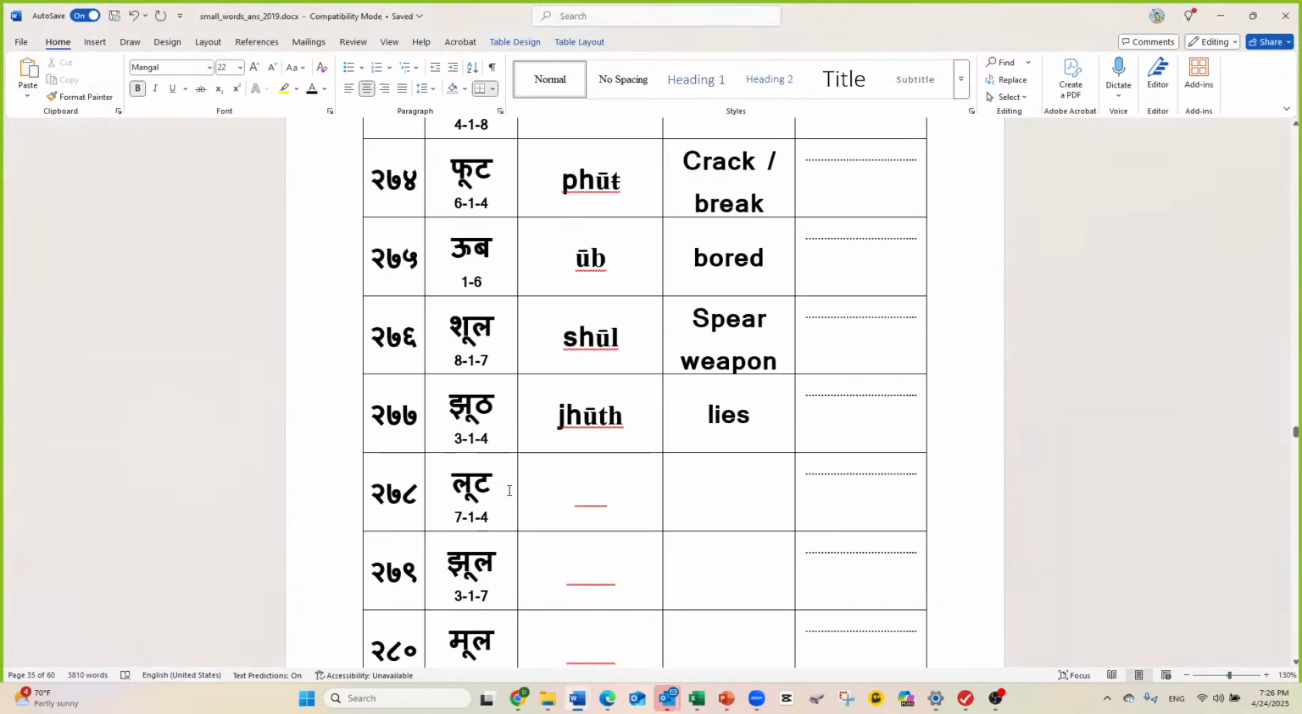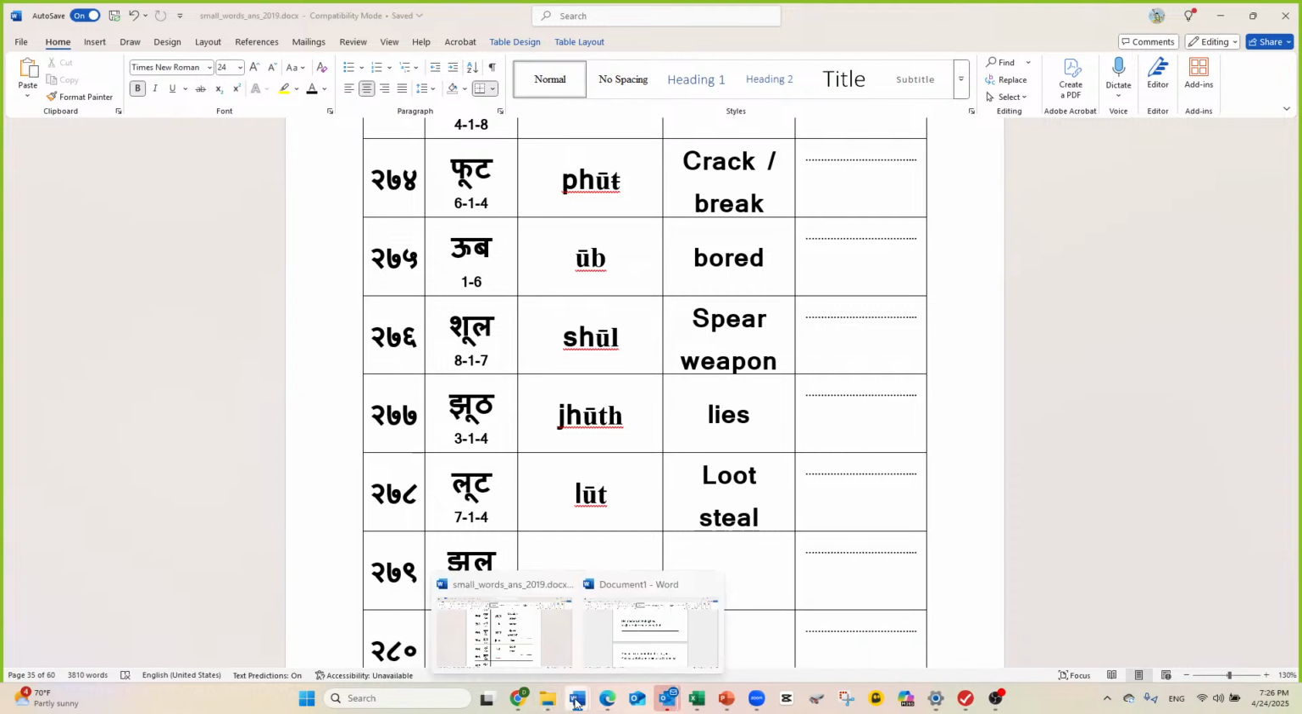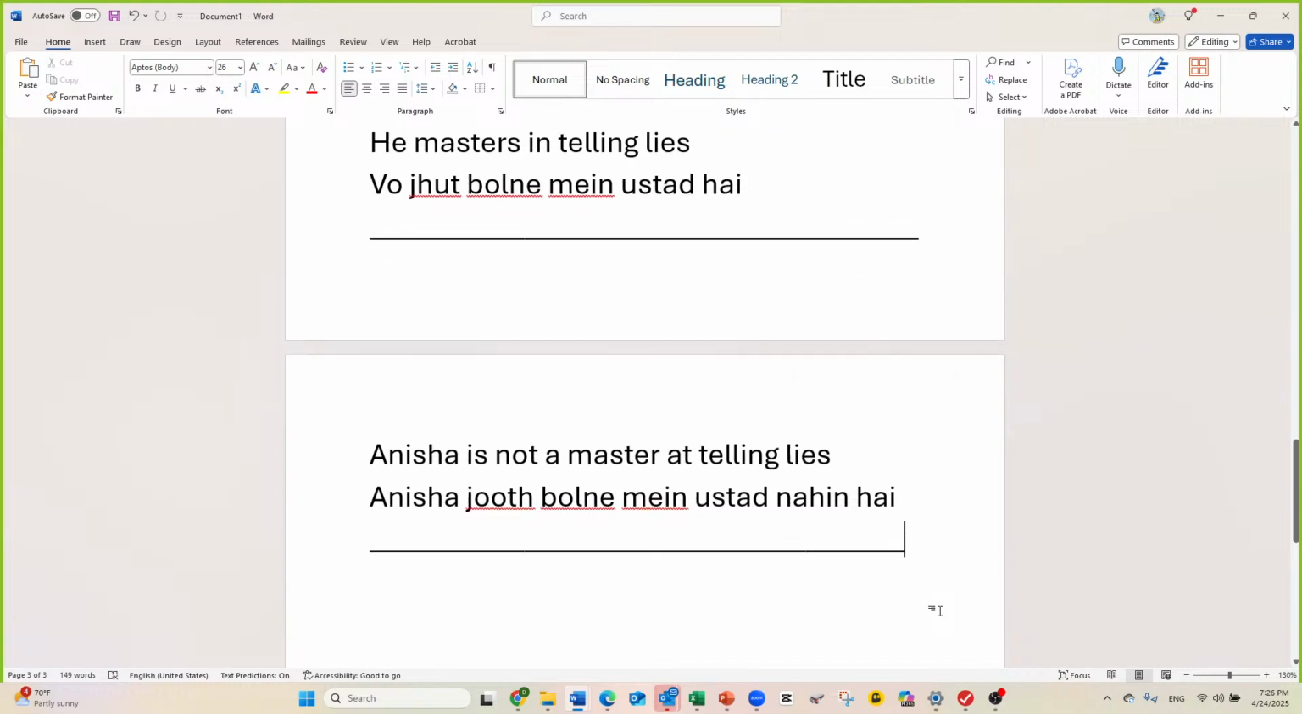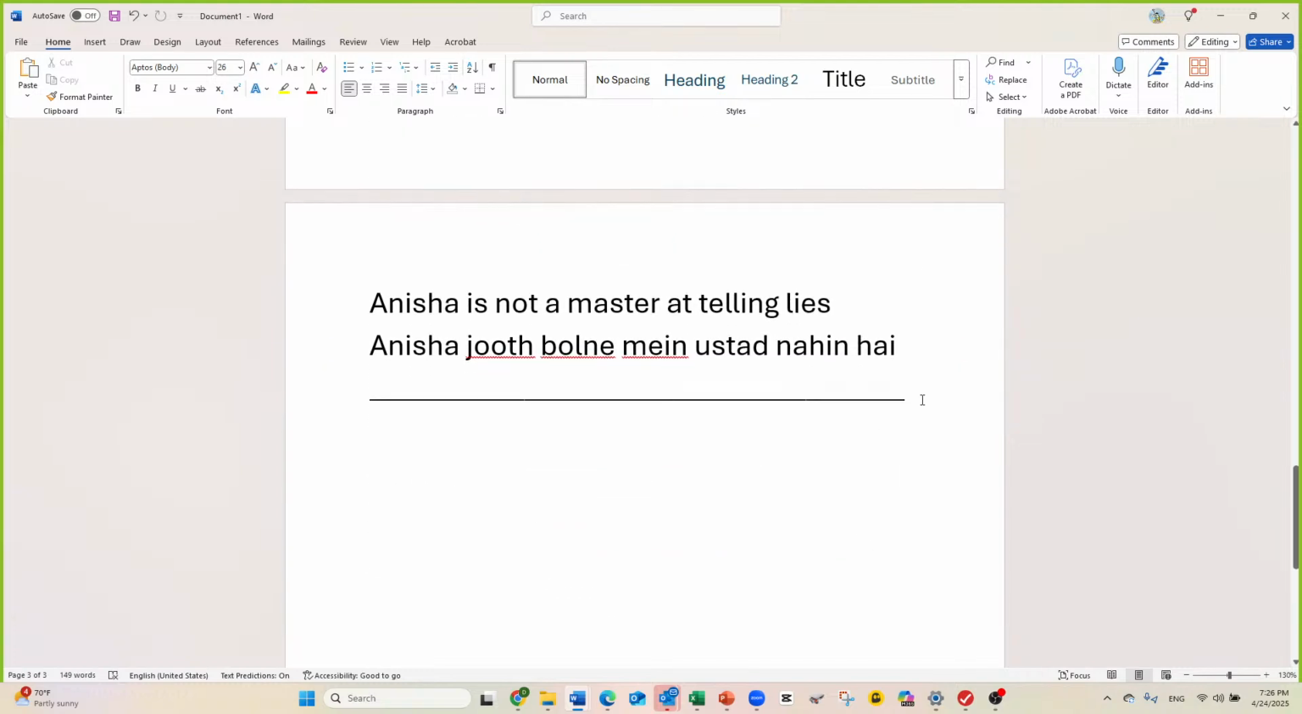चलो, next word पढ़ो. लूट. लूट is to loot, steal. Same English word and Hindi word. Loot is loot. Okay. So give me a sentence with the word loot in it. Thieves tried to loot the bank.